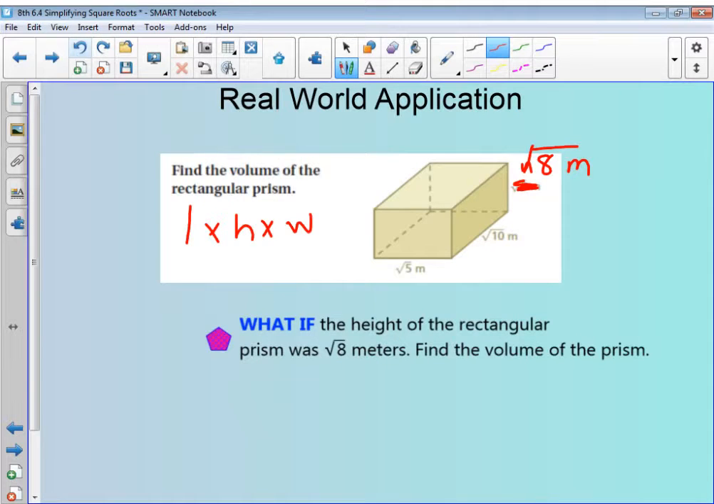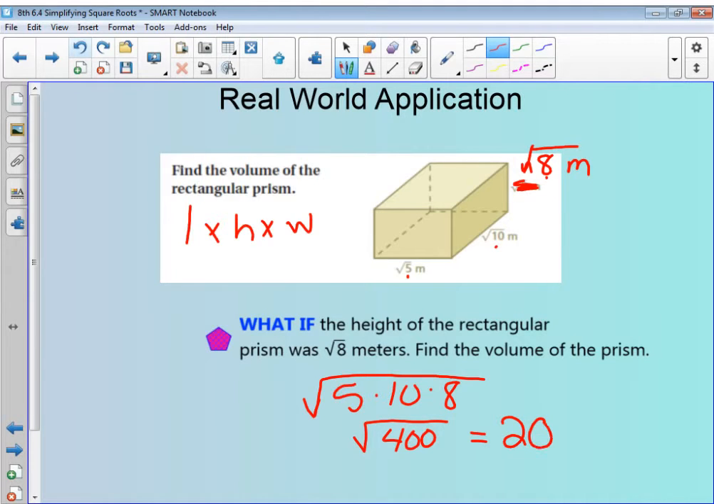Okay, so we're still going to do the same concept. So we're going to go ahead and do our radical symbol, and we're going to put each of these numbers underneath. So 5 times 10 times 8. So if I go through and do 5 times 10, that gives me 50. 50 times 8 is 400. Okay, so now I've got the square root of 400. Okay, is that a perfect square? Well, we can check our calculators, and some of you will know that yes, it is. It is 20, and then I'm going to just put my meters on there.